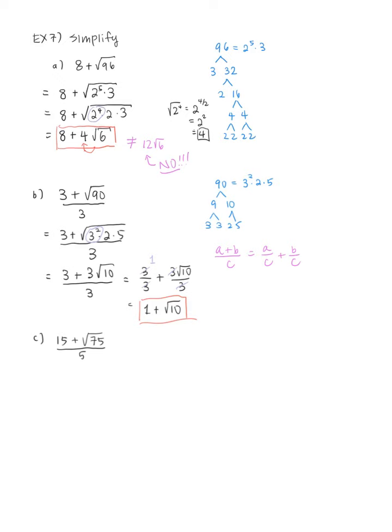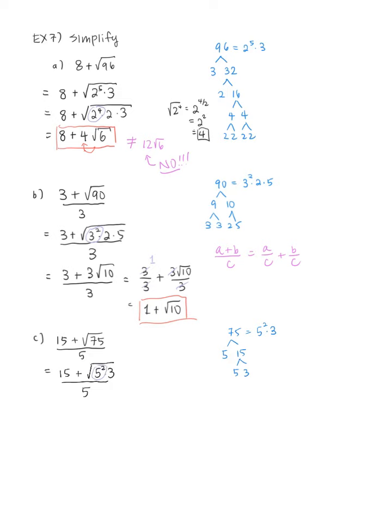Okay, so I'm going to break down 75 as we always do. For sure, 5 is going to go in. So we got 5 times 15, and then 5 times 3, so it looks like we have 5 squared times 3. All right, so then I'm going to rewrite. 15 plus the square root of 5 squared times 3, whole thing divided by 5.